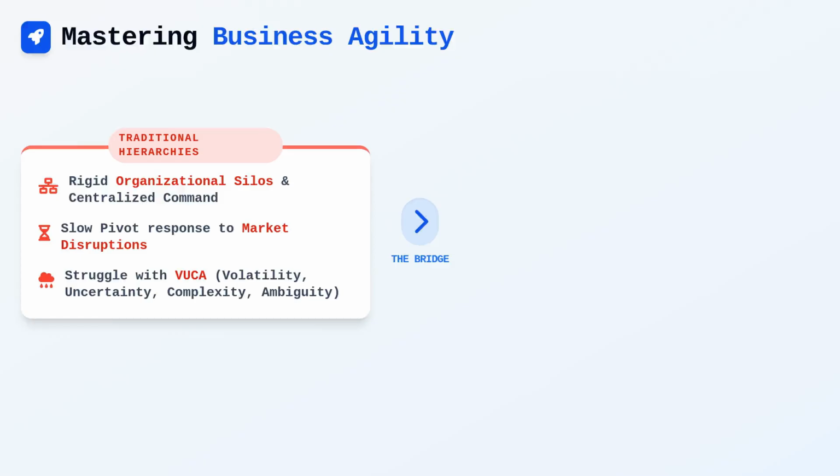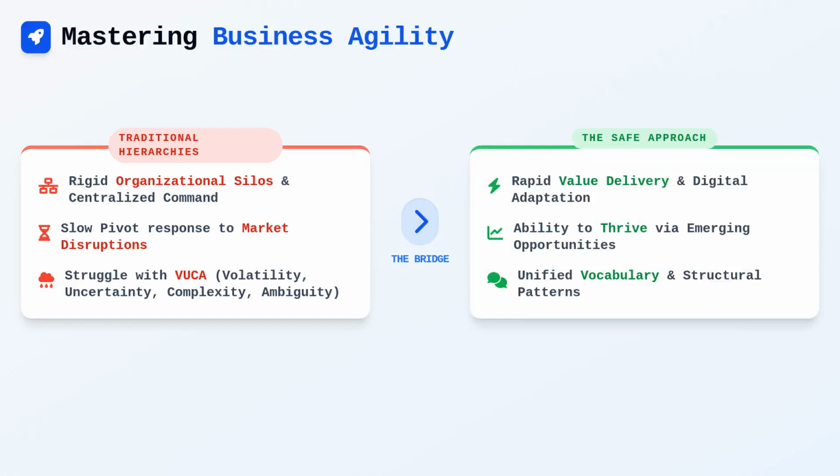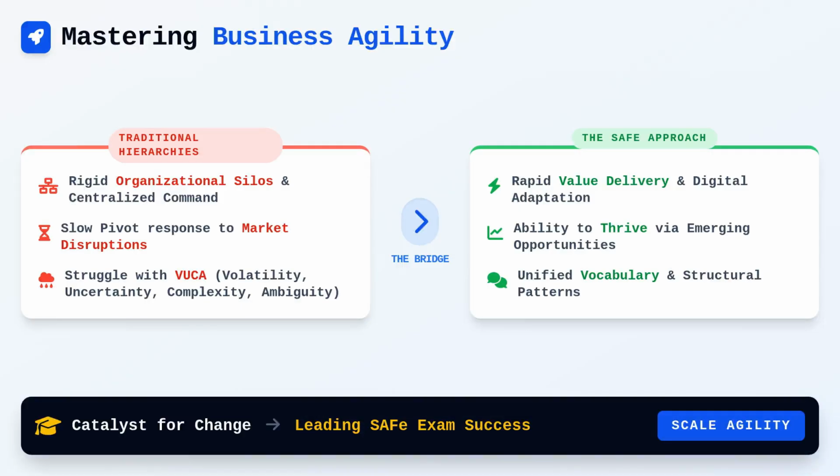Business agility is not merely about doing things faster. It is about the ability to compete and thrive in the digital age by quickly responding to market changes and emerging opportunities. By adopting SAFe, you gain the vocabulary and the structural patterns required to bridge the gap between rigid organizational silos and the need for rapid value delivery. Mastering these concepts is the most significant step you will take toward passing the leading SAFe exam and becoming a catalyst for change within your enterprise.